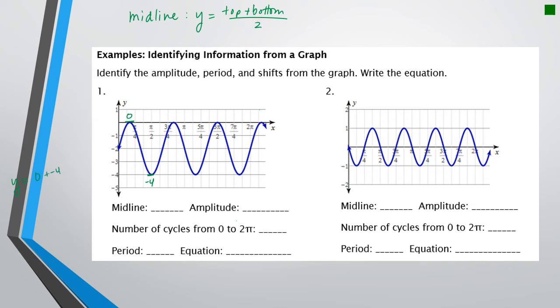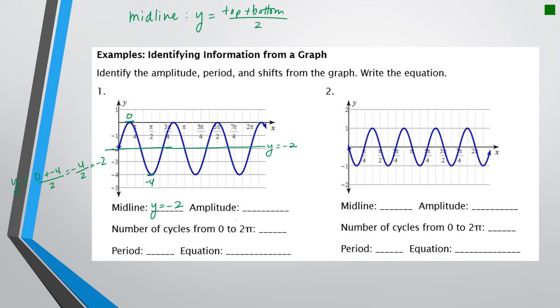0 plus -4 over 2. 0 plus -4 is -4. And -4 divided by 2 is -2. So my midline would be at y equals -2, which you maybe could see without having to do all that work, and that is fine.